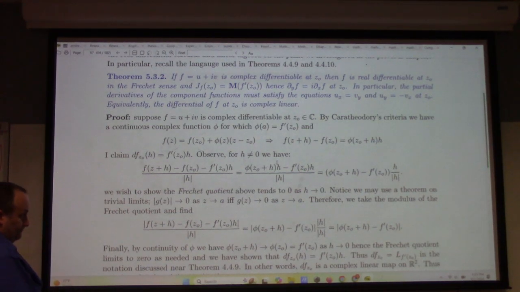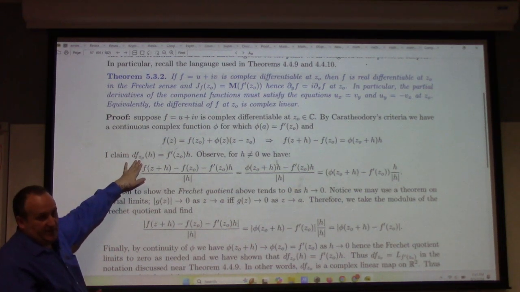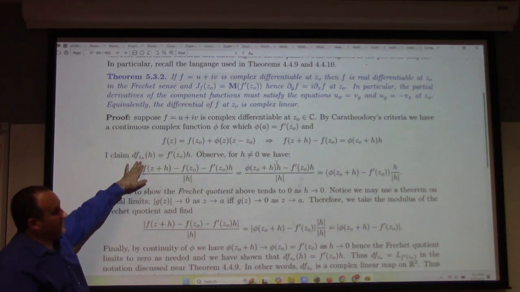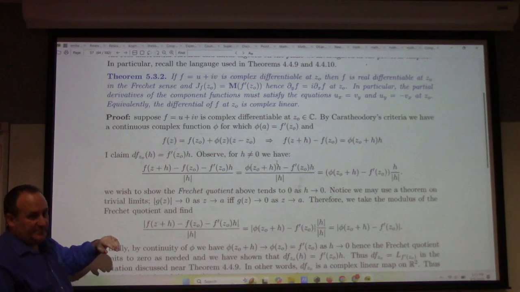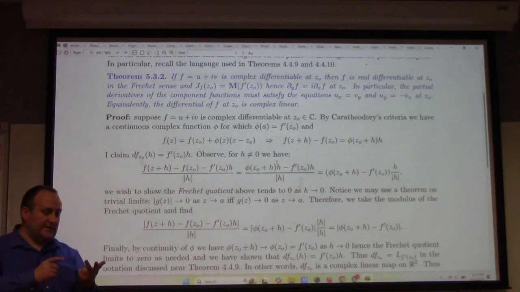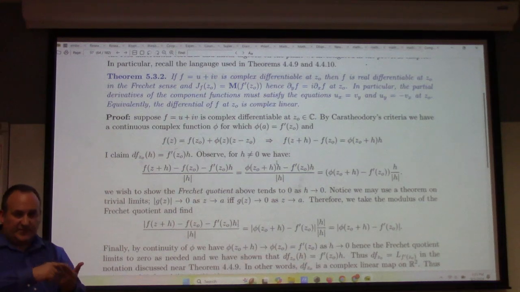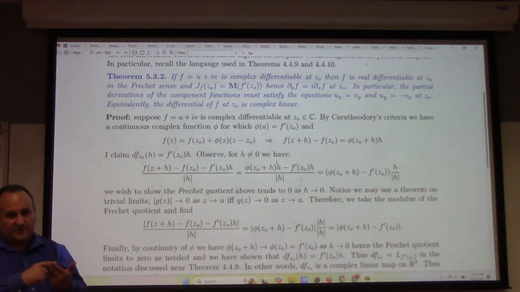With that substitution made, I'm going to claim that the real differential, the Frechet differential, is exactly given by the complex multiplication of the derivative times the input. That's a claim. To show that, I need two things. I'm trying to prove real differentiability, so I need that it's linear in the real sense, and I need that it satisfies the Frechet quotient.